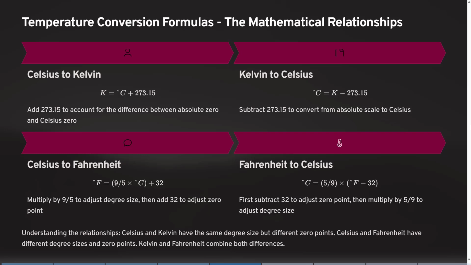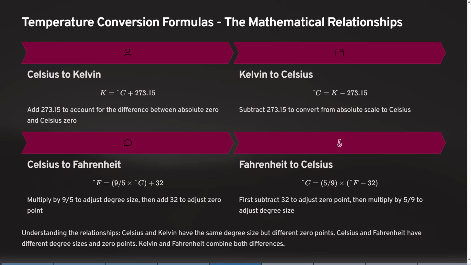For Celsius to Kelvin, simply add 273.15. So room temperature at 25 Celsius becomes 298.15 Kelvin. For Celsius to Fahrenheit, multiply by 9/5, then add 32. That same 25 Celsius room temperature becomes 77 Fahrenheit.